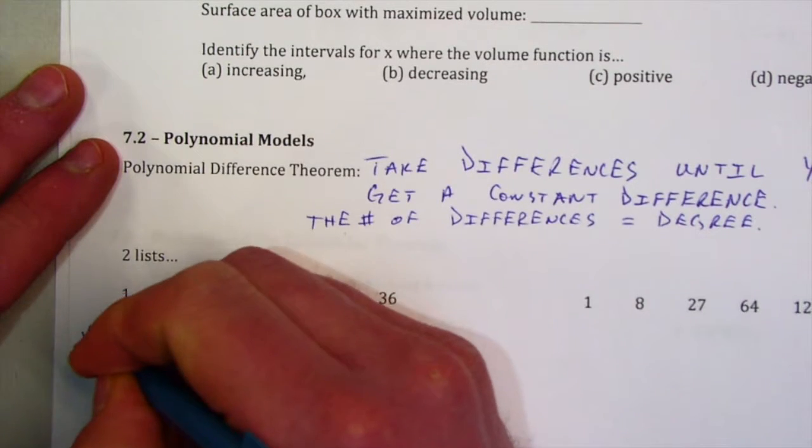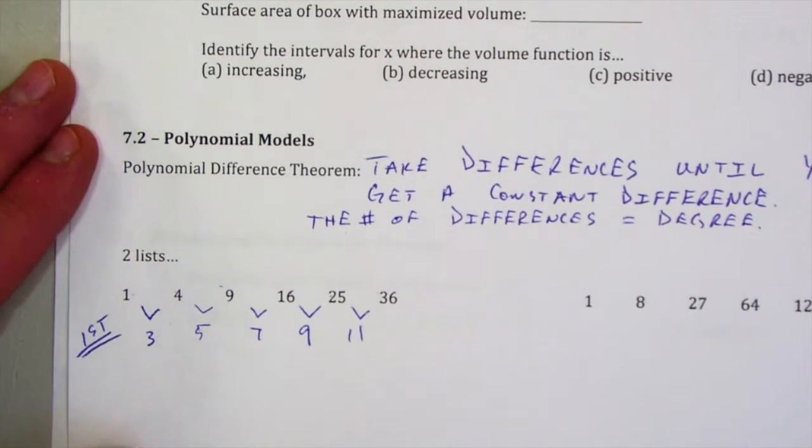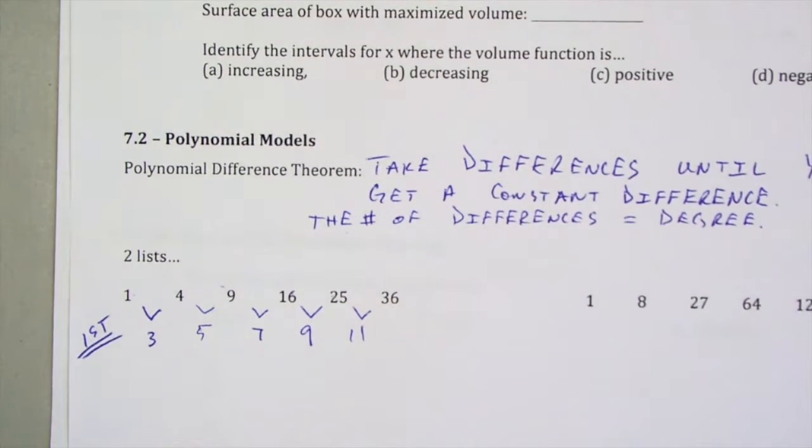This is a first difference. Okay, the question is, do I have a constant difference? The answer is no. Yes, I clearly see a pattern that it's going up 2 each time. But a constant difference means you're literally getting the same number over and over and over again.